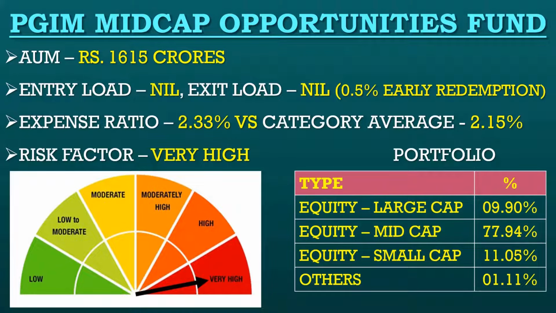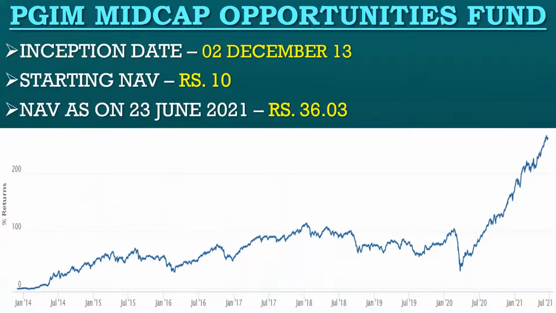Again, there is no entry or exit load, but for units in excess of 10% of the investment, 0.5% will be charged for redemption within 90 days as an exit load. The expense ratio here is 2.33%, which is slightly higher as compared to the category average of 2.15%. This fund has a very high risk factor since 98.89% of the AUM is invested in equities. The inception date of this fund was 2nd December 2013 with a starting NAV of Rs 10. The current NAV as on 23rd June 2021 is 36.03.